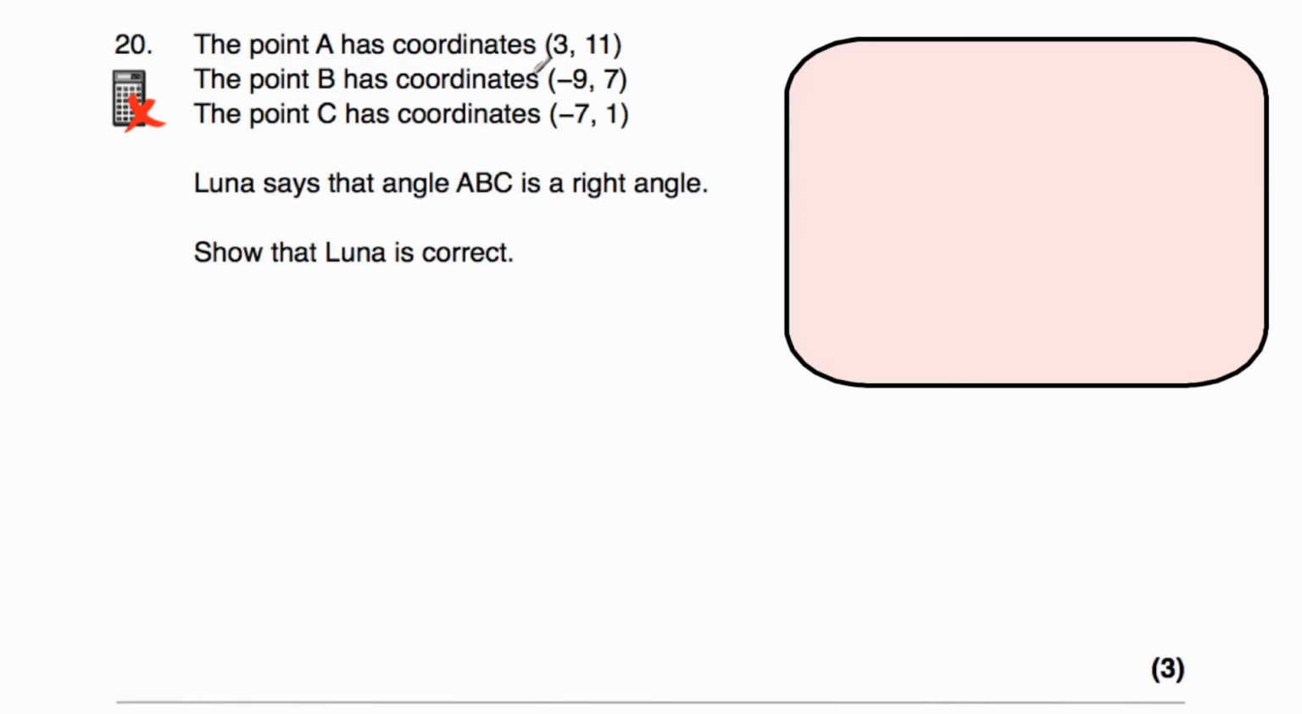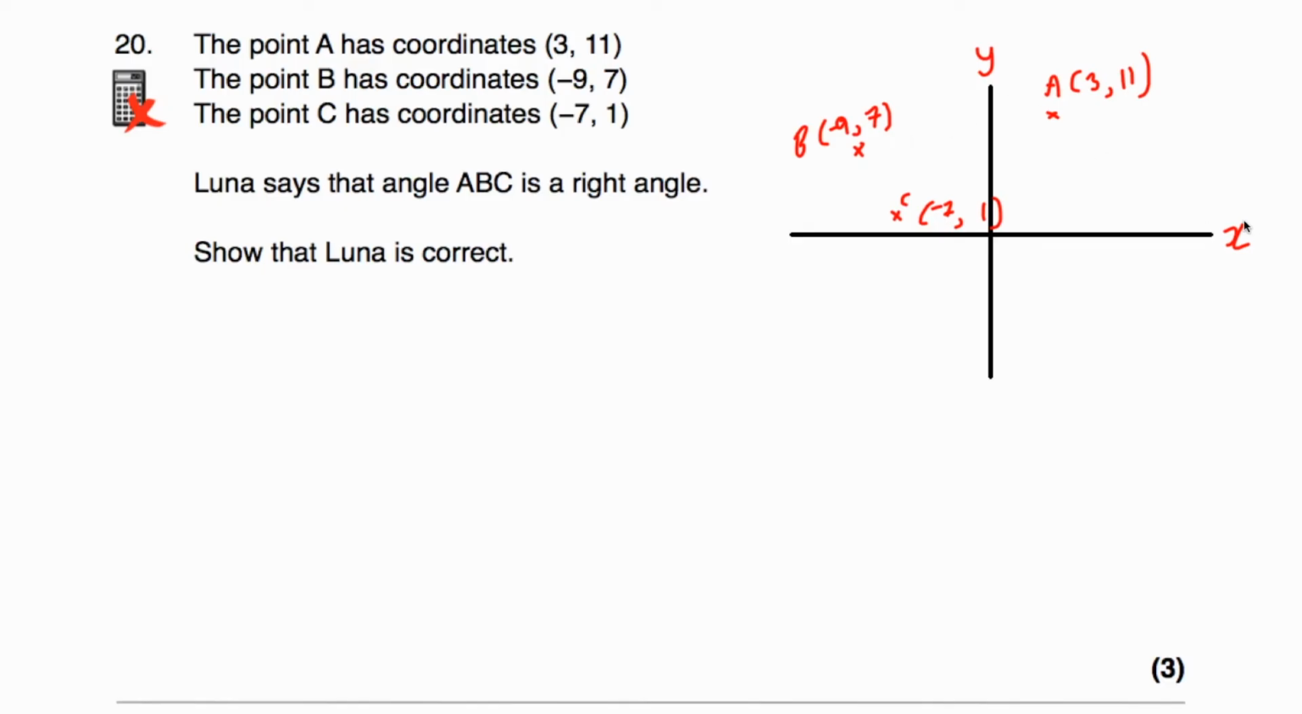So the first thing I'm going to do here is draw a set of axes, x and y axes, and I'm going to plot these 3 points and label them. And it would look something like this. So I've got our x-axis and our y-axis. We've got the point A, which is 3, 11, the point B, which is -9, 7, and the point C, which is -7, so not quite as far away as B, and up to 1. And then what Luna says is the angle ABC is a right angle.